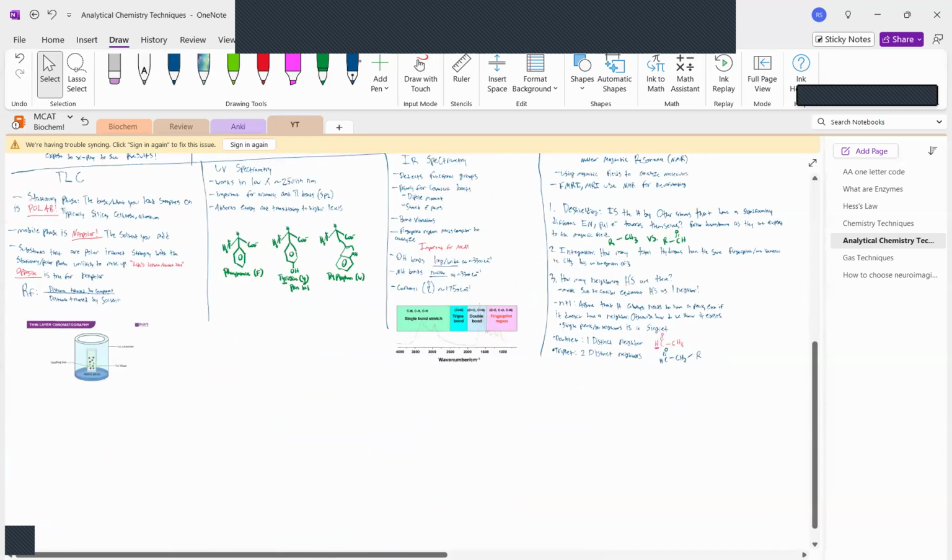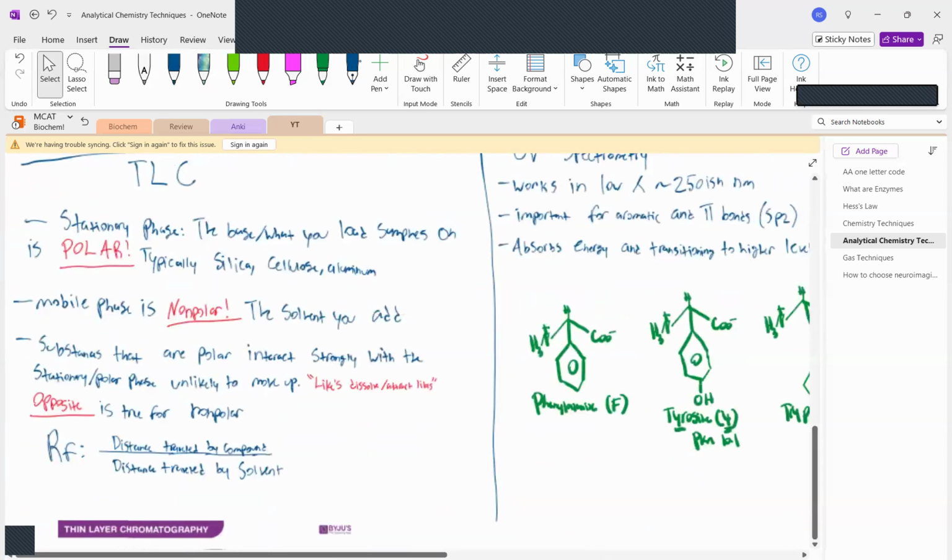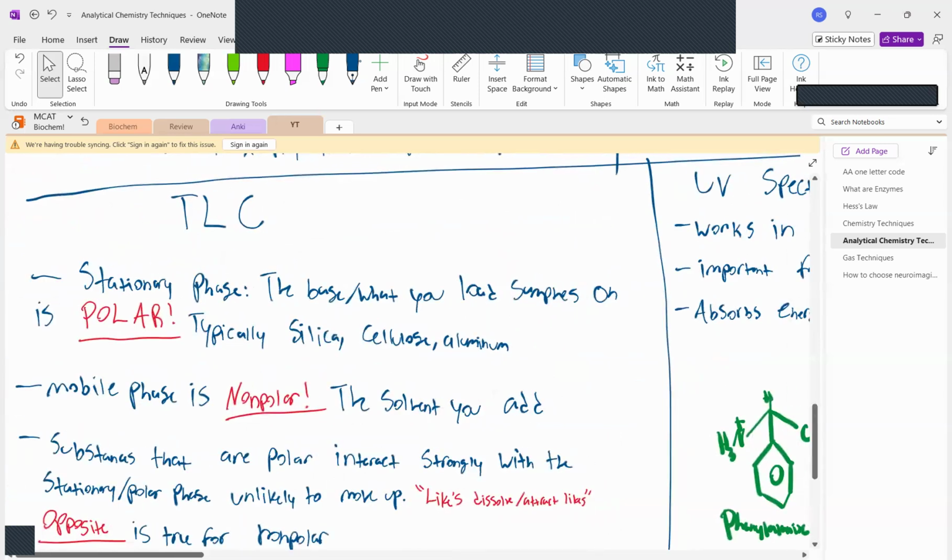Okay, now I'm going to switch gears again. Now we're going to talk about TLC, which is thin layer chromatography. In TLC, you have a stationary phase. So the base, I don't know what it's called, I call it the base. What you load your samples on, it's polar.